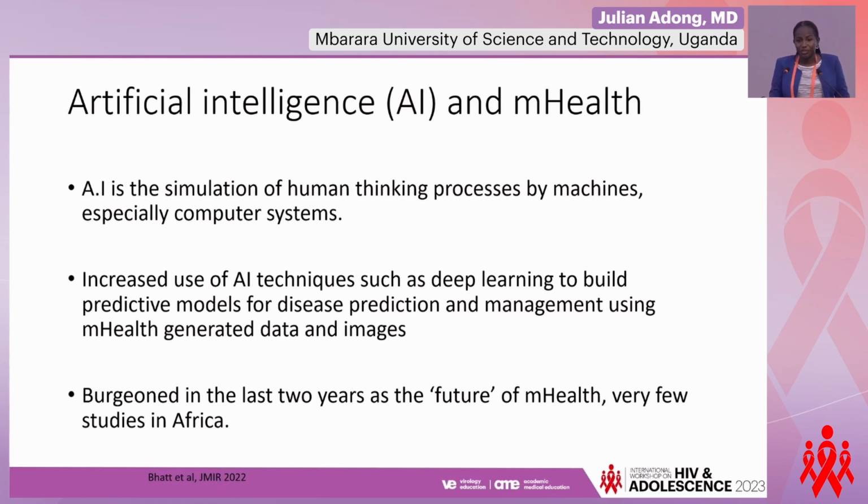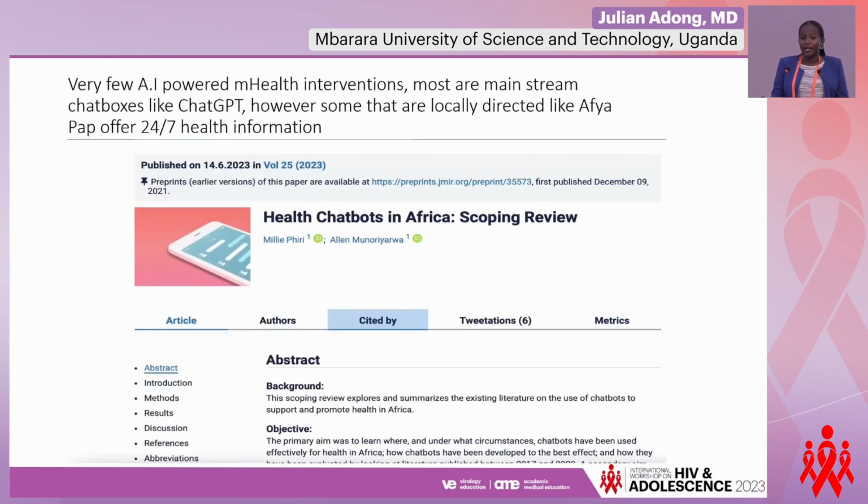Then I would like to touch upon artificial intelligence and mHealth. This is something that has become more and more popular. So we'd like to acknowledge that it's becoming widely used, and we should also think about moving in that direction as well. So AI is basically simulation of human thinking processes by machines, especially computer systems. And increasingly, we are seeing AI being used for disease prediction, management, using data that is mHealth generated. And it has become popular in Africa.